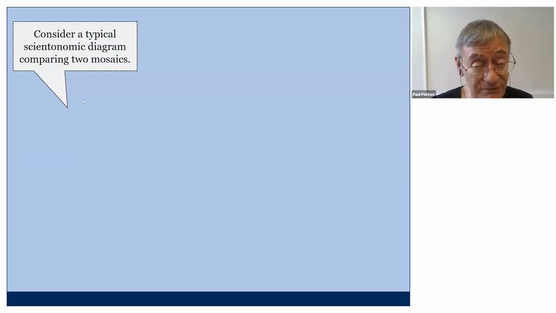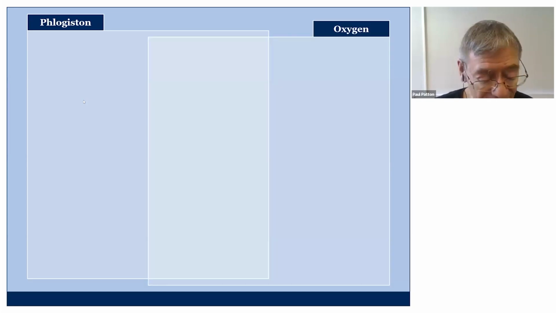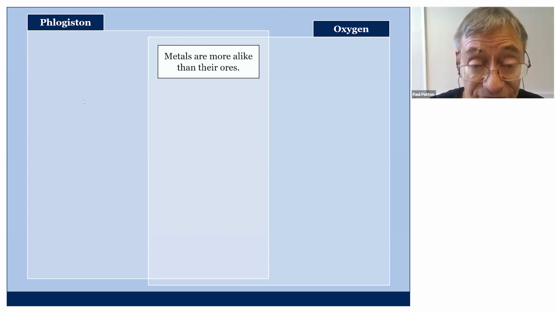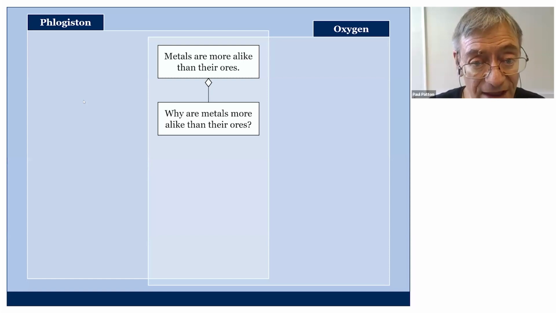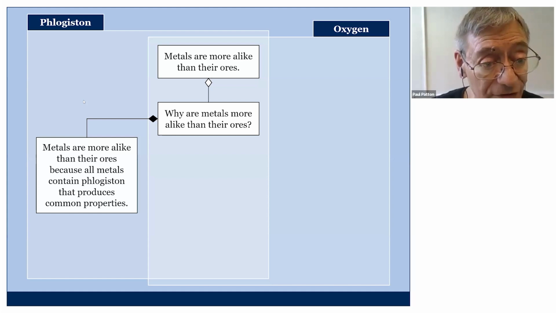Now we're going to have an example of how this is useful. We're going to diagram two mosaics. One is the mosaic accepted by proponents of the phlogiston theory of combustion, and the other is the mosaic accepted by the proponents of the oxygen theory of combustion. First, they both accept certain theories. One is that metals are more alike than their ores, and that raises the question: why are metals more alike than their ores? Phlogiston theorists have an answer to that question. Metals are more alike than their ores because all metals contain phlogiston, and that produces common properties.